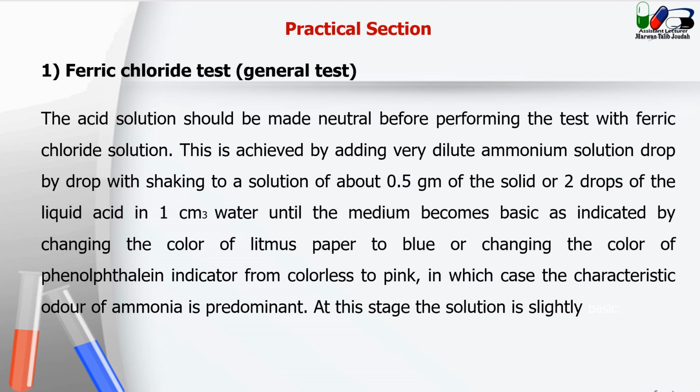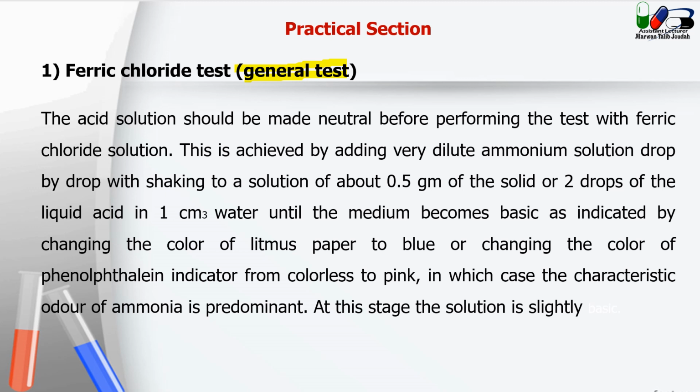First of all, we have the ferric chloride test. It's a general test, so we cannot use it to distinguish between a carboxylic acid and another carboxylic acid. This test is meant for differentiating between a carboxylic acid and other molecules, let's say a carboxylic acid and an alcohol.